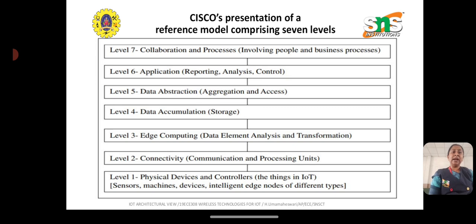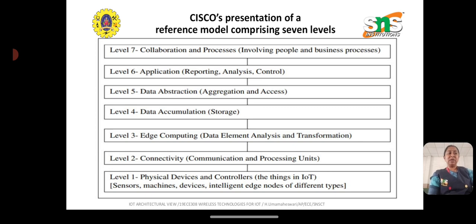Here the data is first analyzed. In the next level, the devices are set up first, then the connection is given to these devices through the communication and processing unit. The next stage, after giving connectivity, is that the data is analyzed. For that we use edge computing, where the data element analysis and the transformation process is done.